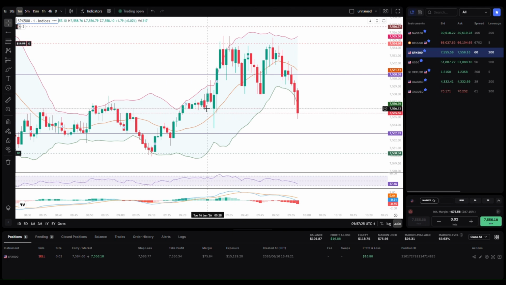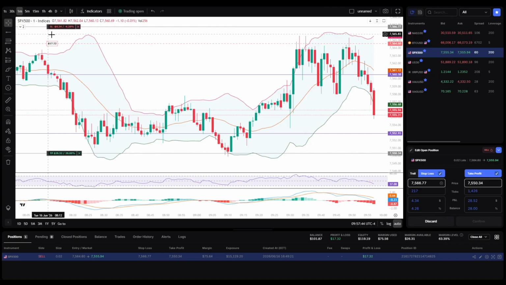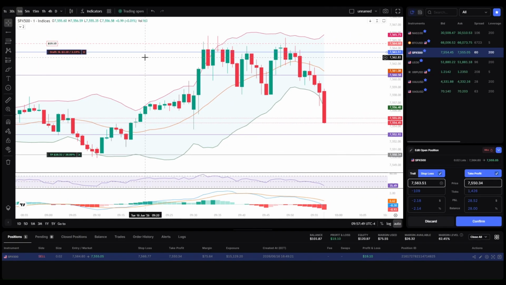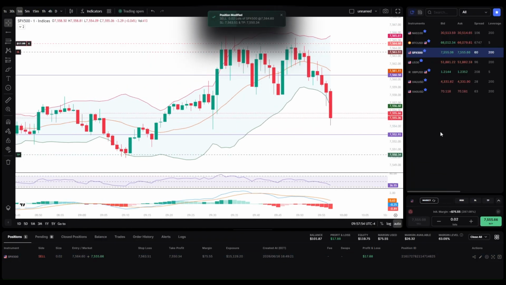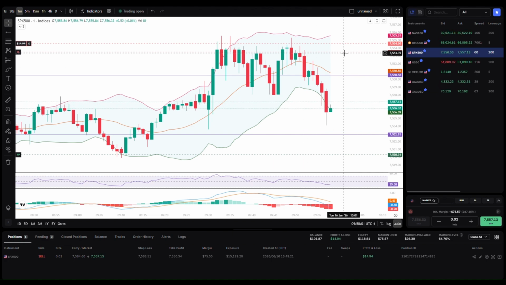Look at that, $17 in profits. I can take my profits right now and be okay with it. I'm going to move my stop loss a little lower over here and confirm. So again, if the price comes back up, it will take me out right there.